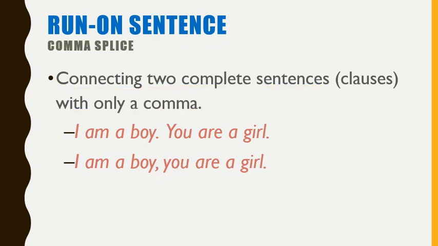Here's another specific way you can make the same error. You would write, I am a boy, comma, you are a girl. Now, this comma may give you the mistaken belief that you have punctuated correctly, but if you have two separate complete sentences and you used only a comma, then this is called a comma splice. So it's a specific kind of run-on sentence, and that is still an error.